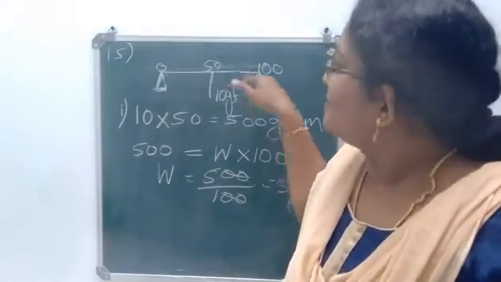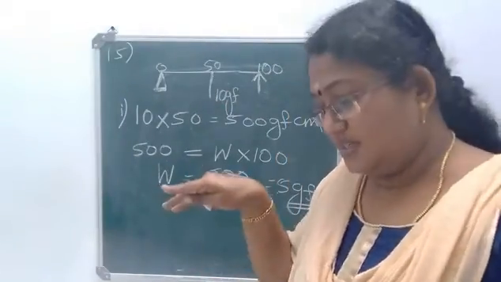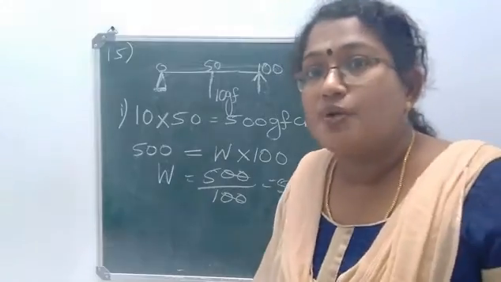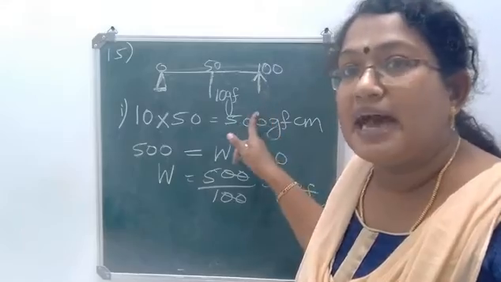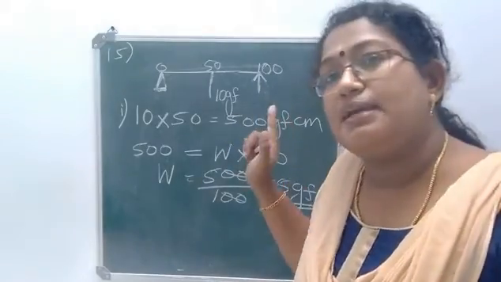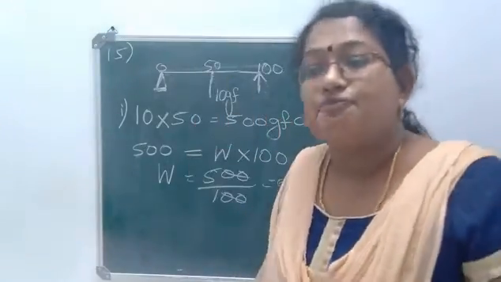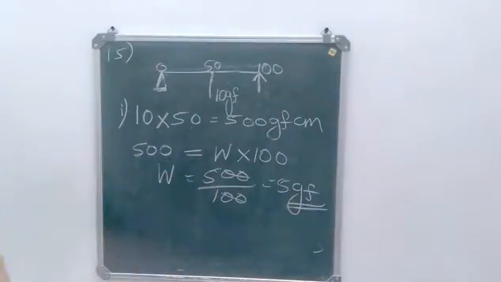If it is exerted in the downward direction, it again gets depressed. So you have to write that a force of 5 gram force should be applied at the 100 centimeter mark in the upward direction. Okay, so please write that.